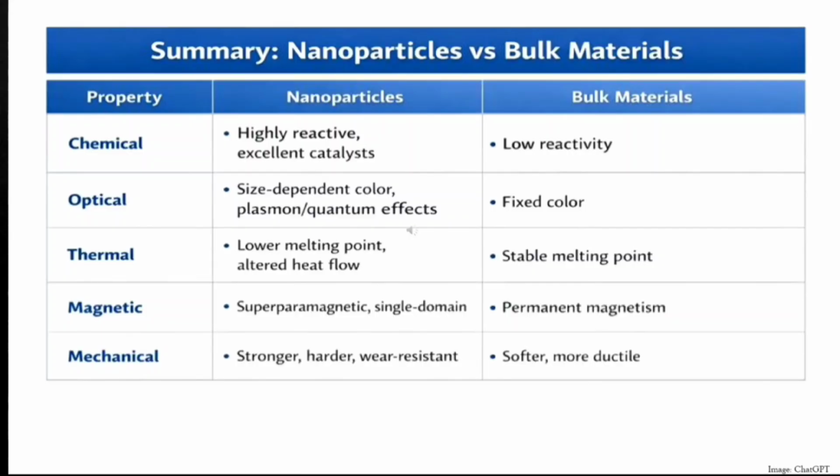Coming to the thermal properties, in terms of thermal behavior, nanoparticles melt at low temperatures and show altered heat flow, whereas bulk materials have stable melting points. Magnetically, nanoparticles often become superparamagnetic and behave as single domains, while bulk materials can retain permanent magnetism. Mechanically, nanostructured materials are usually stronger, harder, and more wear resistant, whereas bulk materials are softer and more ductile.